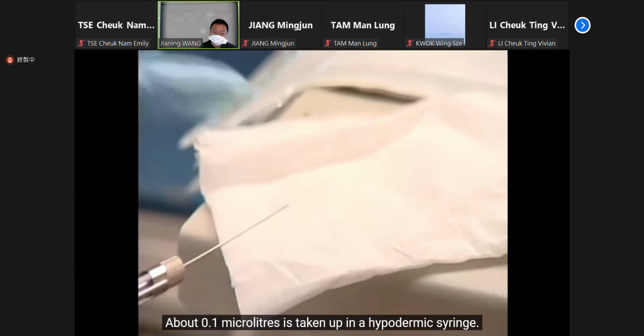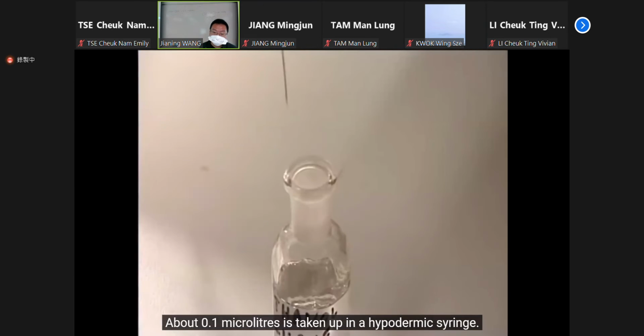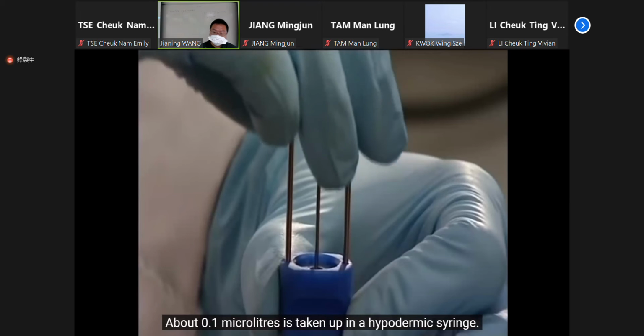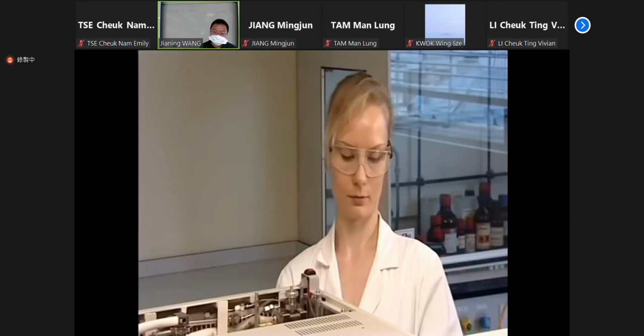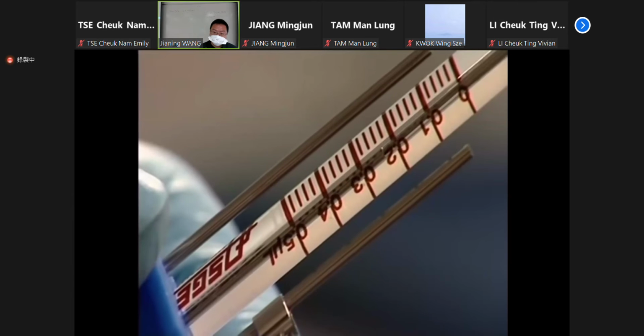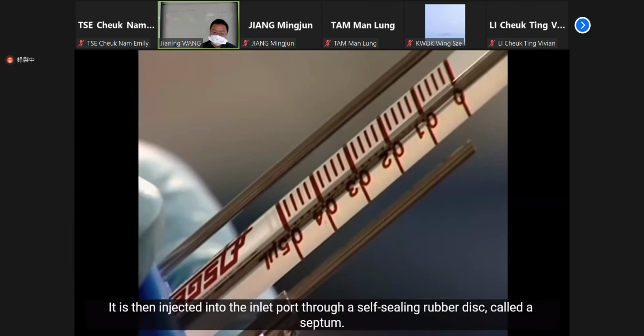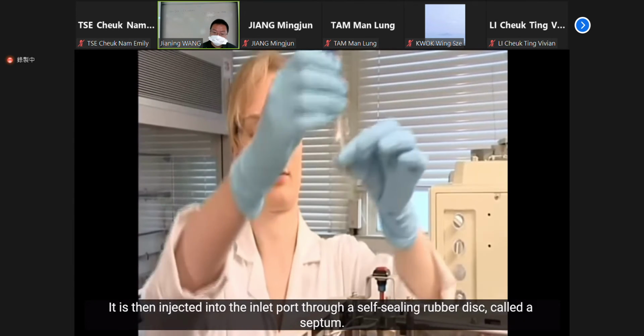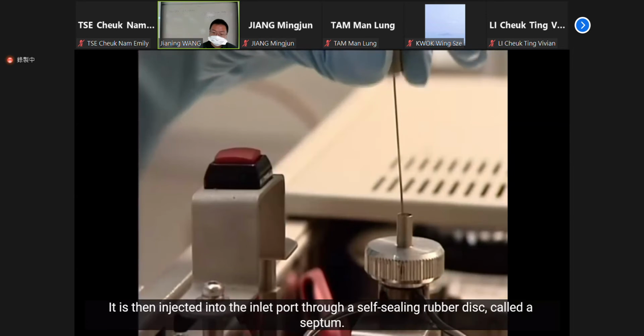About 0.1 microliters is taken up in a hypodermic syringe. It is then injected into the inlet port through a self-sealing rubber disc called a septum.